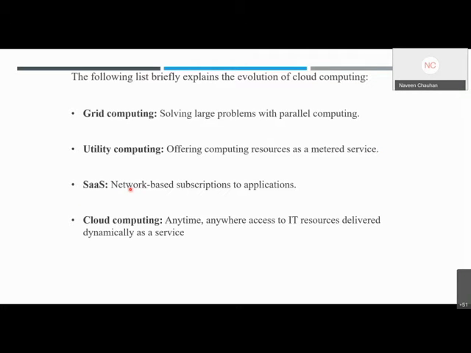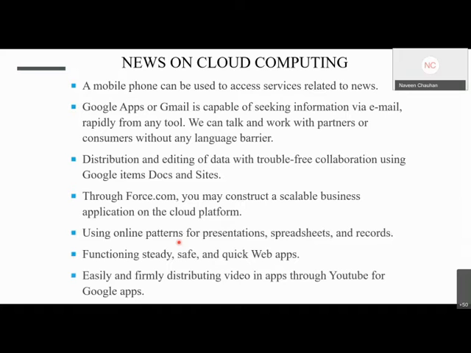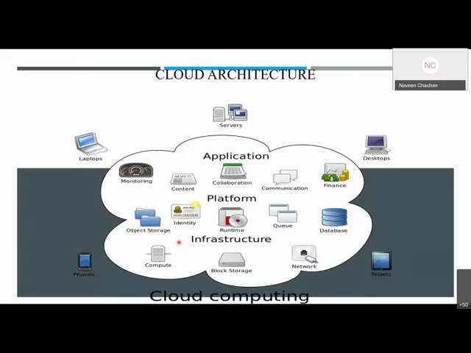Software as a service is network-based subscription to the application. So nowadays we are talking about subscription and network-based subscription. And cloud computing is anytime, anywhere access to IT resources delivered dynamically as a service. Over here we are briefly explaining the evolution, how it has evolved up to the cloud computing level.